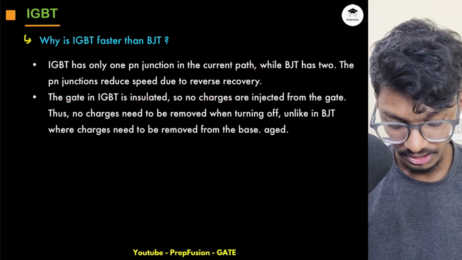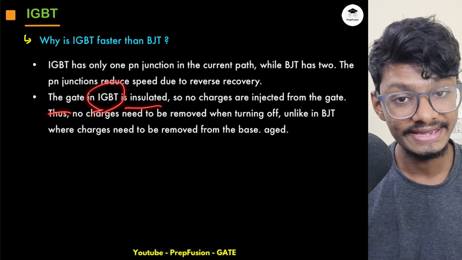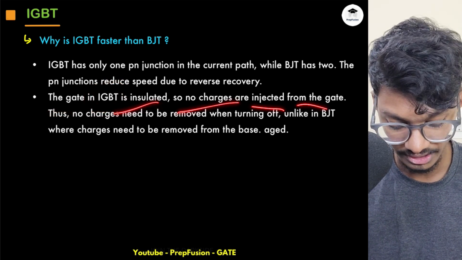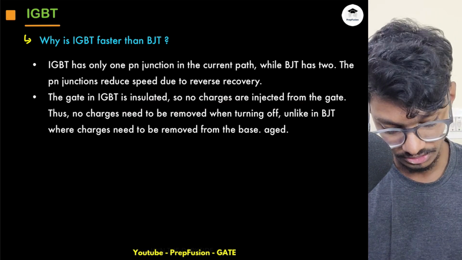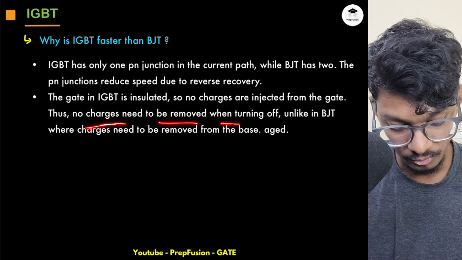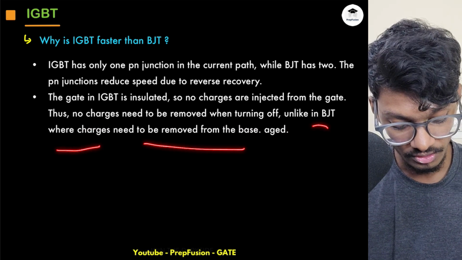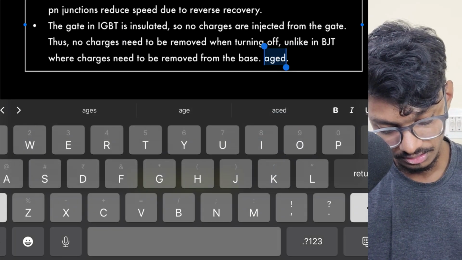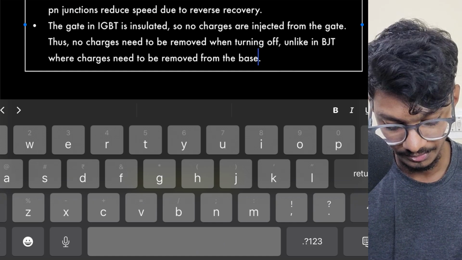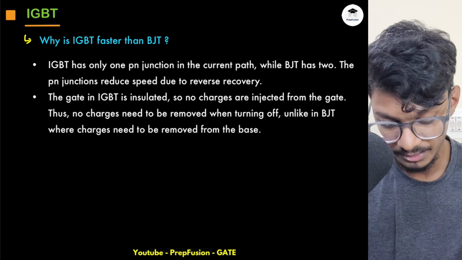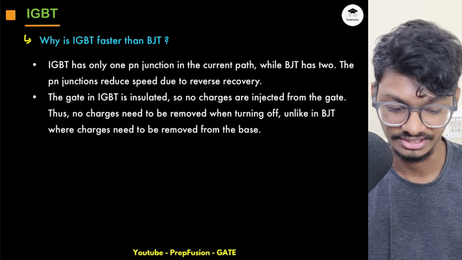As I just explained, the gate in IGBT is insulated, as there is no gate current. It is insulated, so no charges are injected from the gate, hence there is low switching loss. So no charges need to be removed when turning off. But unlike in BJT, where charges need to be removed from the base. It is important to understand these things as well, right? So that's why IGBT is faster than BJT.